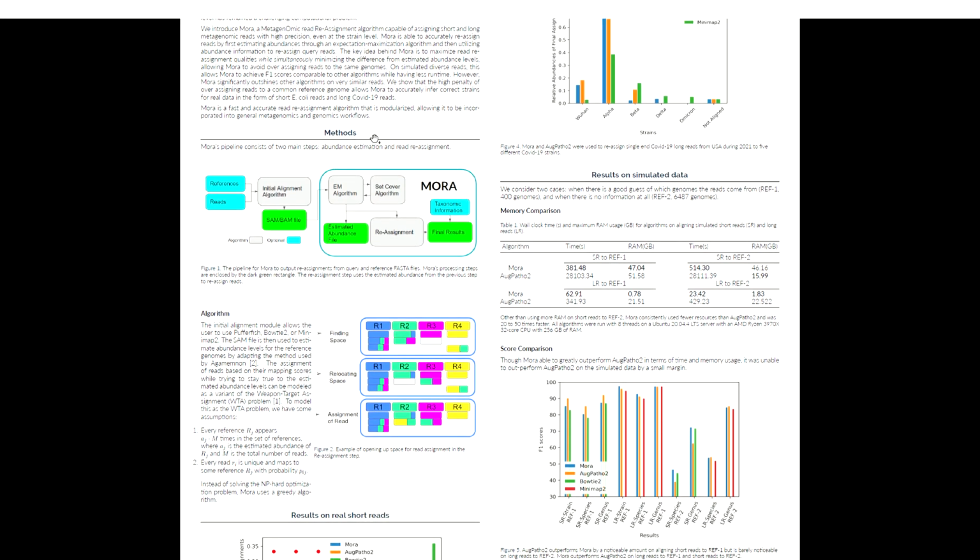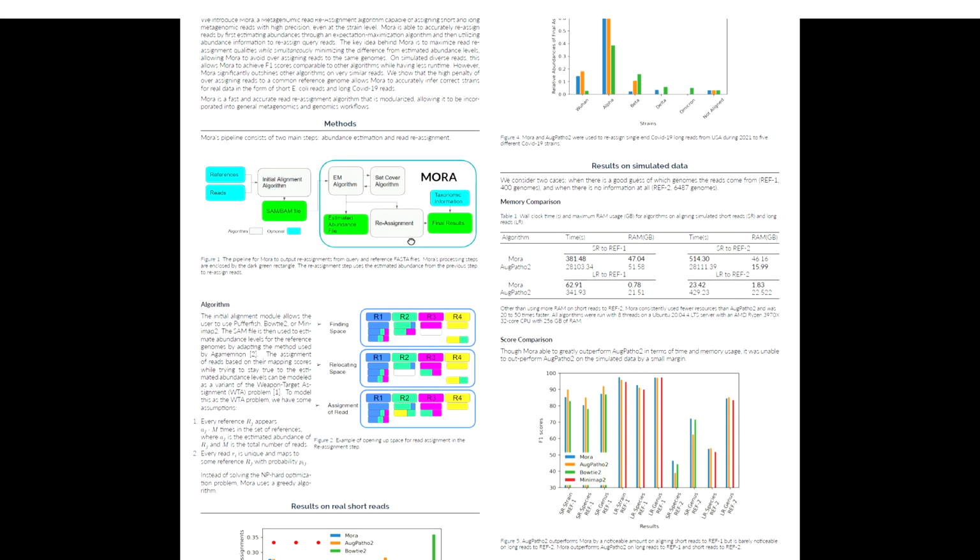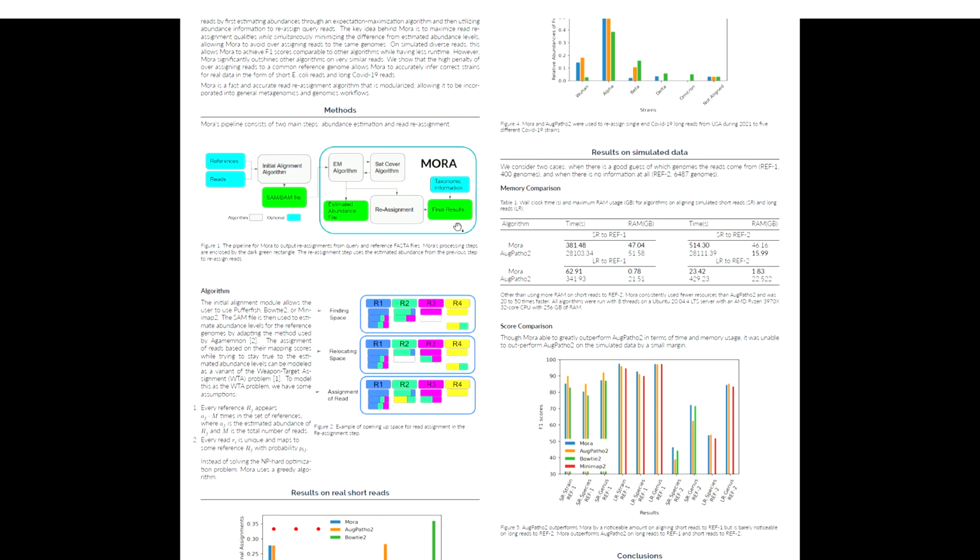Here, we first look at the overall pipeline of Mora. Given some unknown reads and some reference genomes, an initial alignment algorithm, such as Bowtie2 or Minimap2, is used to output a SAM or a BAM file. This file is then fed into Mora to calculate the estimated abundance levels by use of these two algorithms, which are heavily inspired by ISMB. Once the estimated abundance levels are calculated, it is fed into our reassignment algorithm to output our final results.